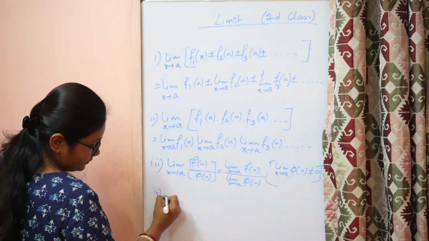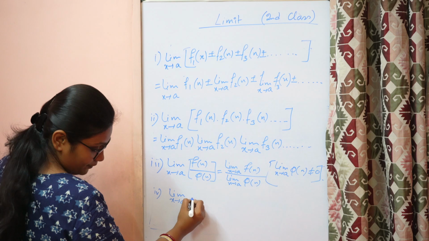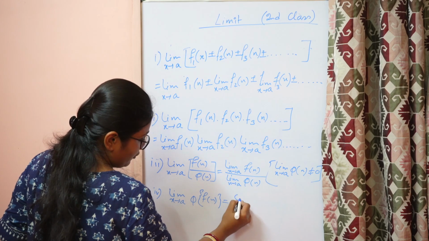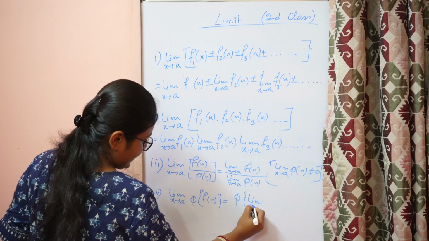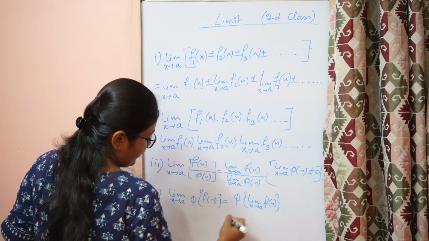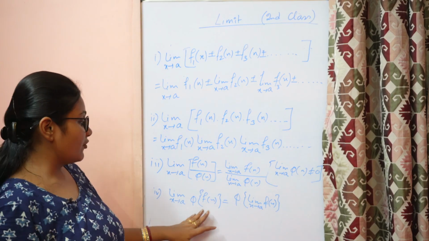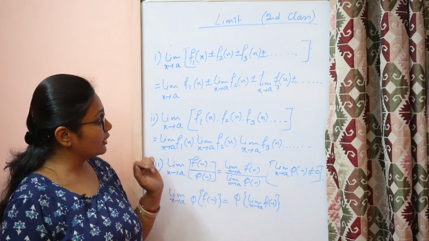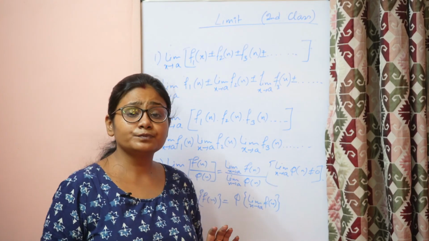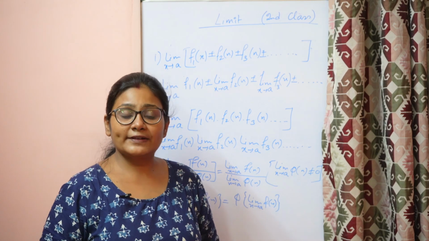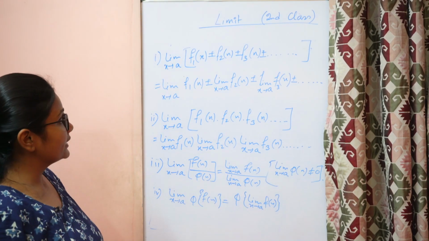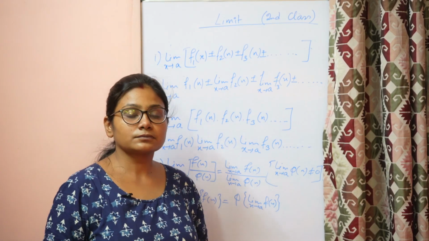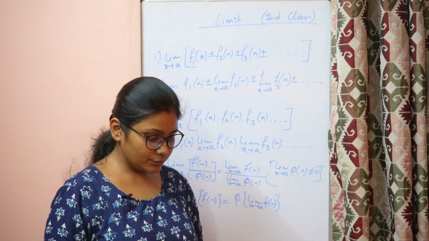And the last one, that is limit x tends to a phi of f(x) should be equal to phi of limit x tends to a f(x). Okay, these are some important properties that you have to know and revise for doing the sums. Some more properties are also there that I will make you write. So first note down this. Hope it is noted. We have noted it.